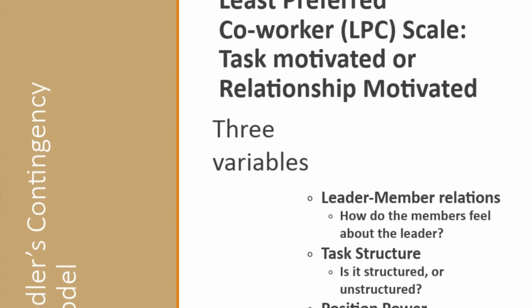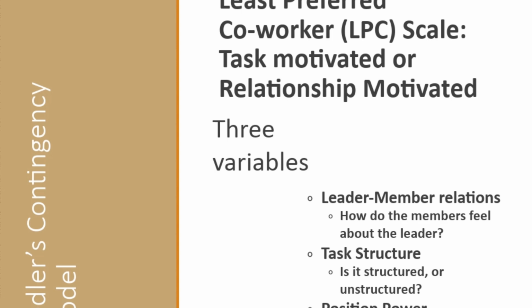The second variable is the task structure, which is defined as the extent to which the requirements of a task are clear and structured. A task is said to be well structured when its requirements are clearly stated and known by the people involved, and when its completion can be clearly demonstrated.